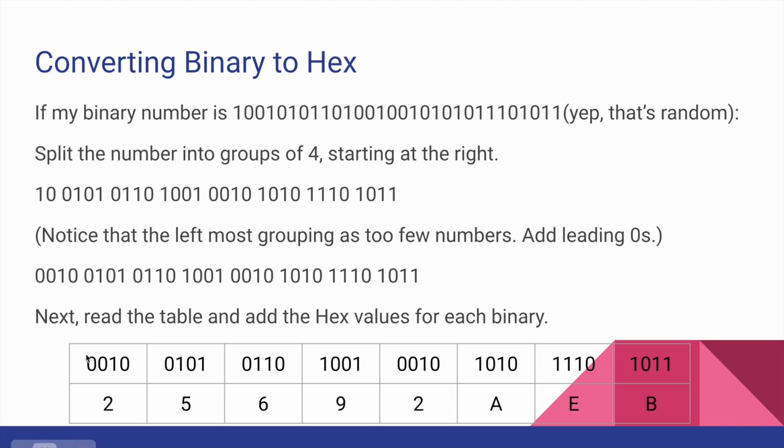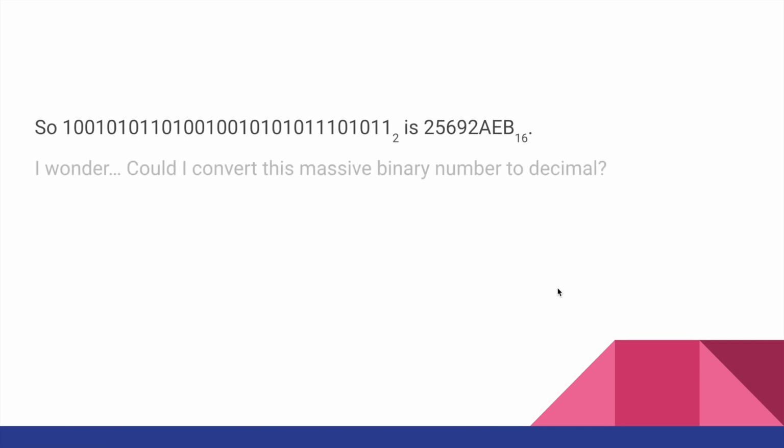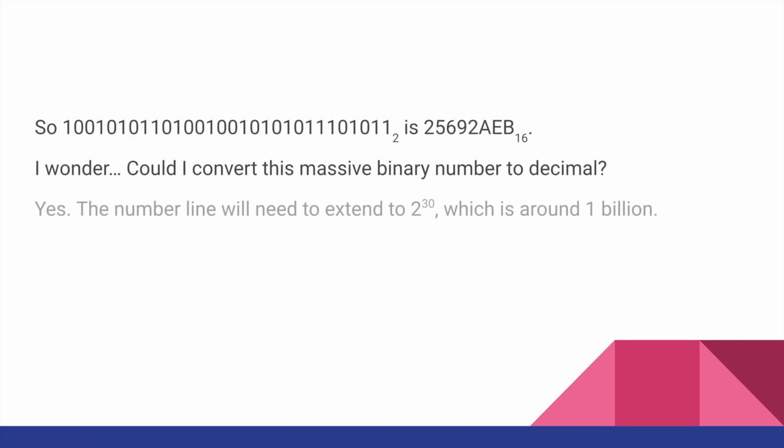And then I read from my hex table, which I had a couple of slides ago. 0010 is equivalent of 2. 0101 is 5. 0110 is 6. 1001 is 9. 0010 is 2. 1010 is A. 1110 is E. 1011 is B. So this big long binary number is 25692AEB in hexadecimal.